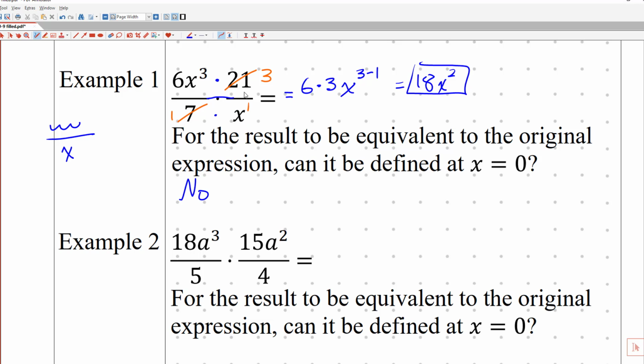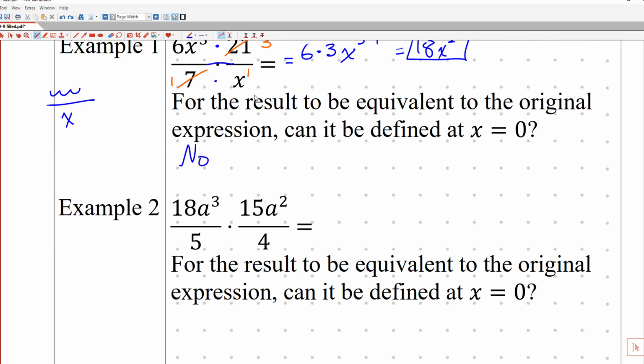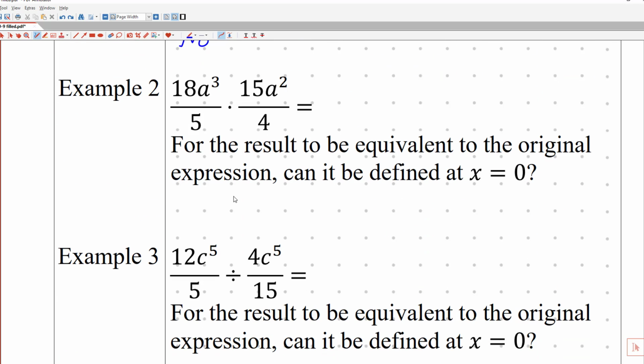No. It would have made this rational expression undefined. Example number 2. Again, another multiplication problem, so multiply straight through. Again, kind of treat this as one giant fraction and start cross-canceling.